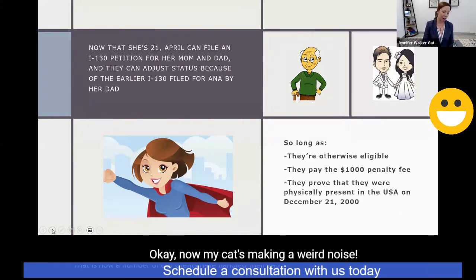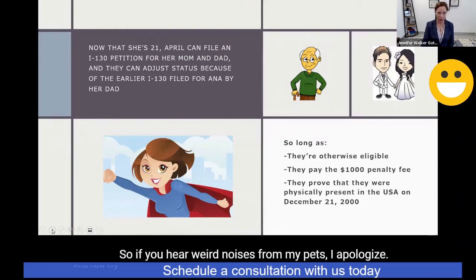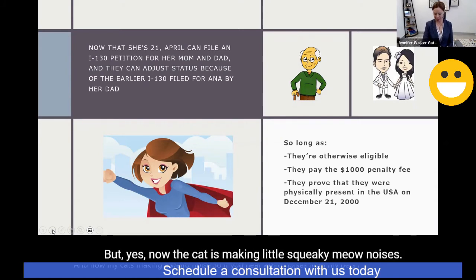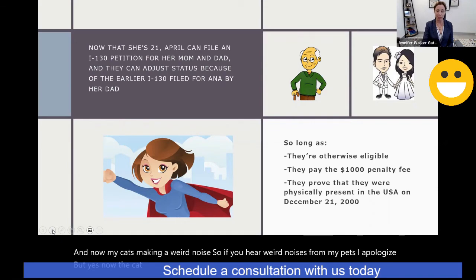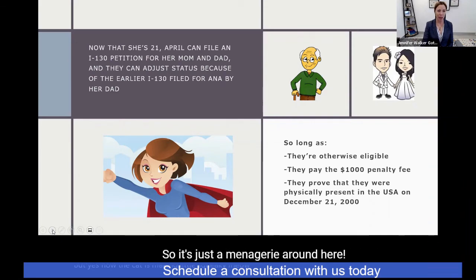And okay, now my cat's making a weird noise. So if you hear weird noises from my pets, I apologize. But yes, now the cat is making little squeaky meow noises. So it's just a menagerie around here.